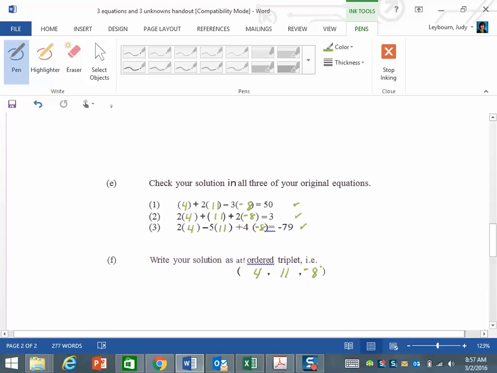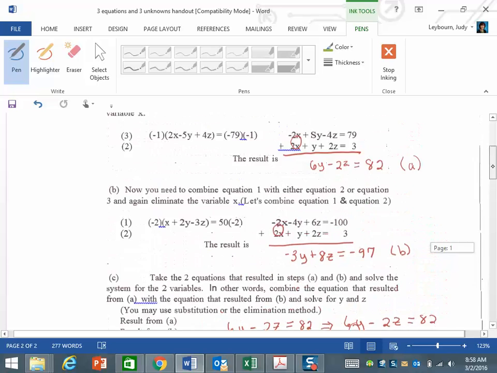Please follow this same format. Make sure you write your equations using equations 1, 2, and 3 as you're working. Show your steps, and now try to solve your own individual problem.